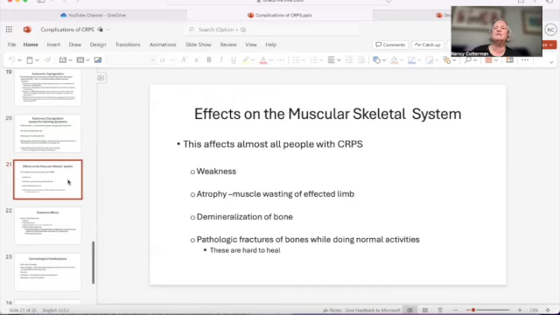Effects on the musculoskeletal system. This affects almost all people with CRPS and includes weakness, atrophy, which is muscle wasting of the affected limb, demineralization of bone, such as osteoporosis, pathological fractures of bone while doing normal activities, and these fractures are hard to heal.